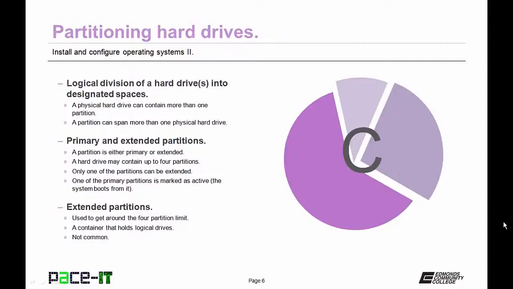A physical hard drive can contain more than one partition. A partition can span more than one physical hard drive. A hard drive partition is either primary or extended. A hard drive can contain up to 4 partitions. Only one of those partitions can be extended. One of the primary partitions is marked as active. That's where the system boots.